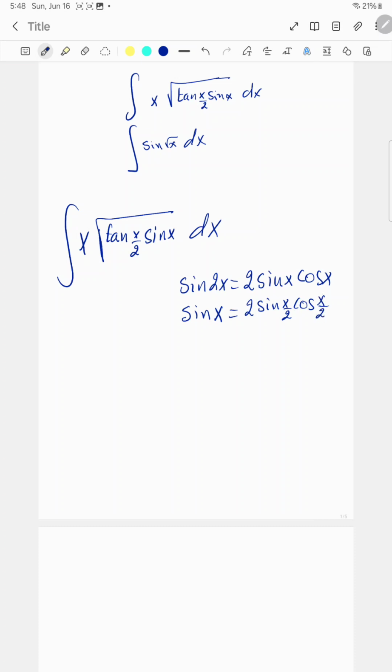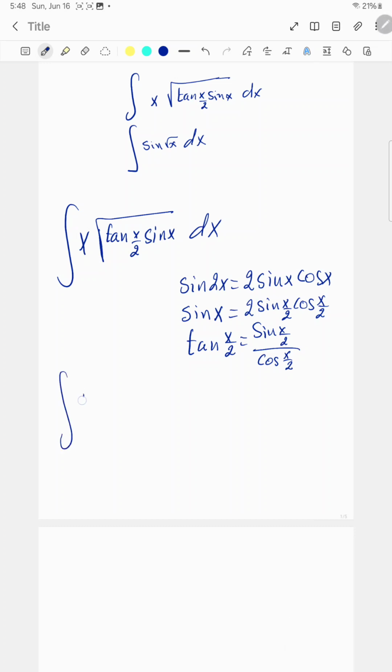And the second formula that I will use, everybody knows it, tan of x divided by 2 is equal to sine of x divided by 2 divided by cosine x divided by 2. So let's use those in that integral.